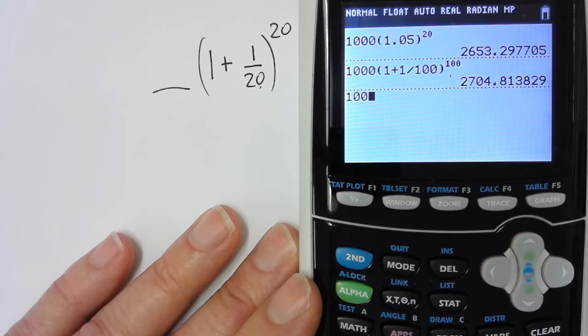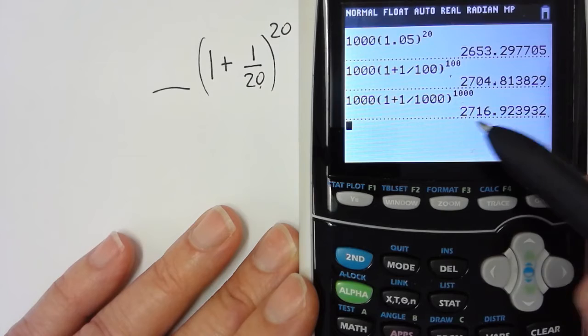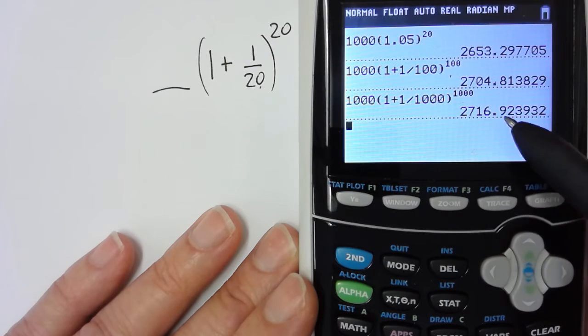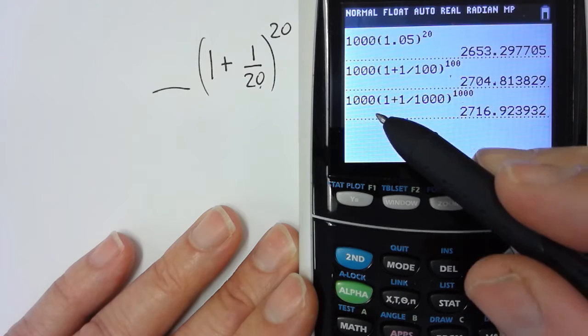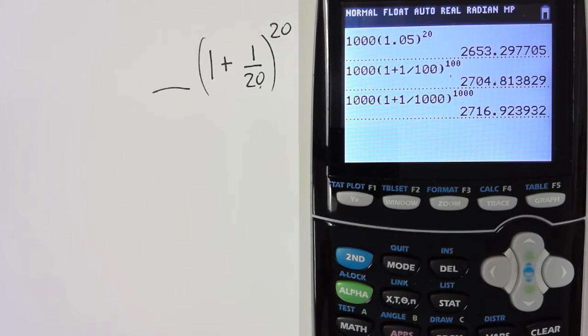So what if we did $1,000, 1 plus 1 divided by, let's do it 1,000? So that would be a tenth of a penny, but we're going to do this for 1,000 years. So to the power of 1,000. Okay, so we got those match, right? And that's where e comes from, is making those match. So there's the 2.7. e is really 2.718, and there's 2.716. So you have $1,000 becoming this, so you have 2.716 times more money than what you did originally.